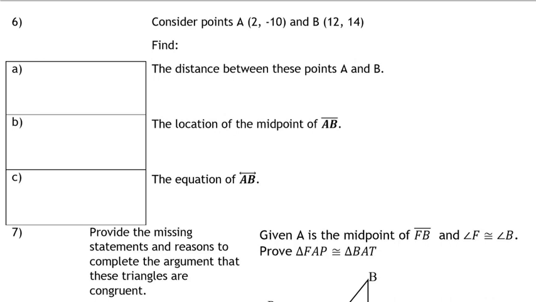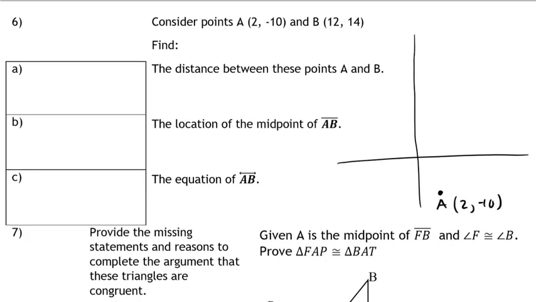For question number 6, we're asked to do 3 things with the points A and B. The first thing we're asked to do is to find the distance between those 2 points. So without using a piece of graphing paper, I'm just going to try to quickly sketch this. My point A is when x is 2 and y is at negative 10. So I'll put an A here and label this as 2 comma negative 10. And the next point that I have is B, which is when x is 12 and y is at 14. So roughly speaking, I'm just going to call this B at 12 comma 14.